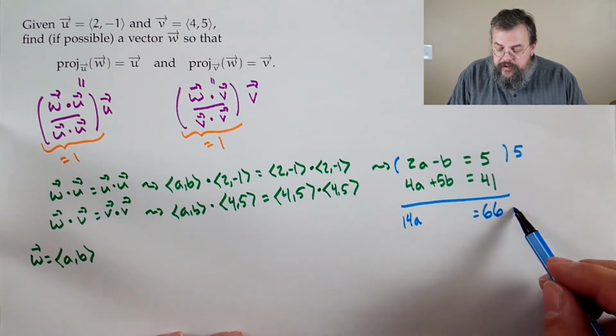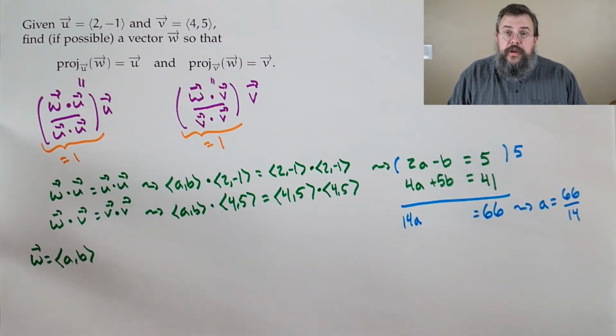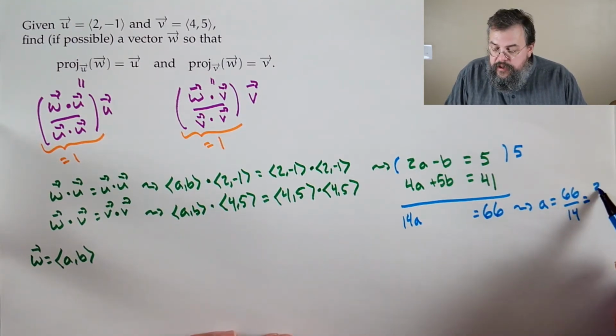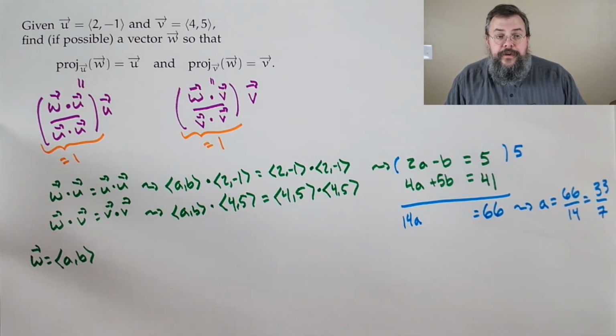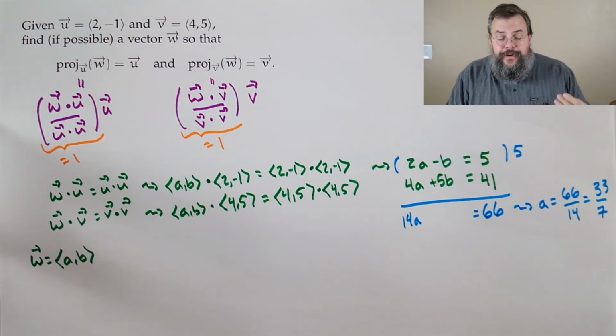So that tells us what? a would be 66 over 14. Well, they're both even numbers, so we can divide out by 2. So that would be 33 over 7. And that's about as far as we can go with a. Now we're halfway done. We found a. So let's see if we can do something similar to find b.